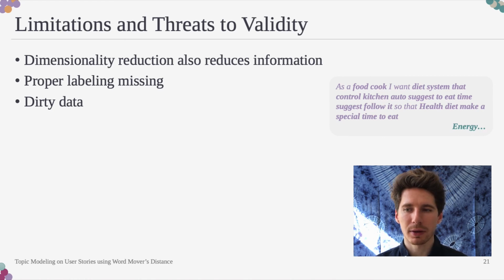Finally, another outcome of the data being collected by the crowd is varying quality in the data itself. So this requirement, "as a food cook, I want diet system that control kitchen auto suggest to eat time suggest follow it, so that health diet make a special time to eat," which is, by the way, associated with the energy category, is just one example to show that, of course, the varying quality in data could affect the quality of our results.